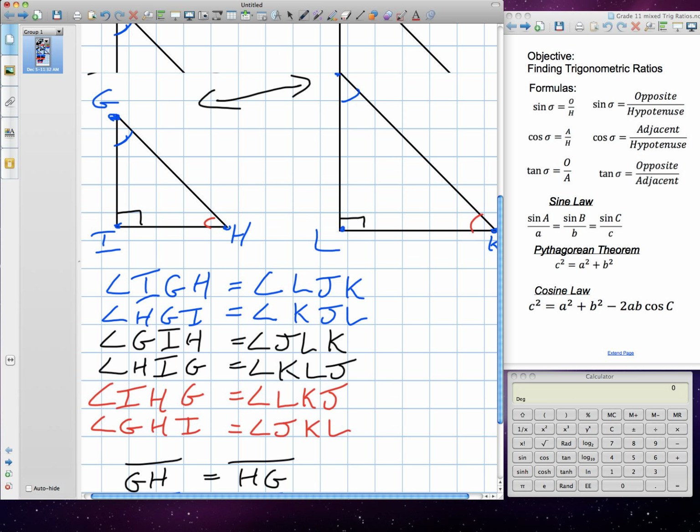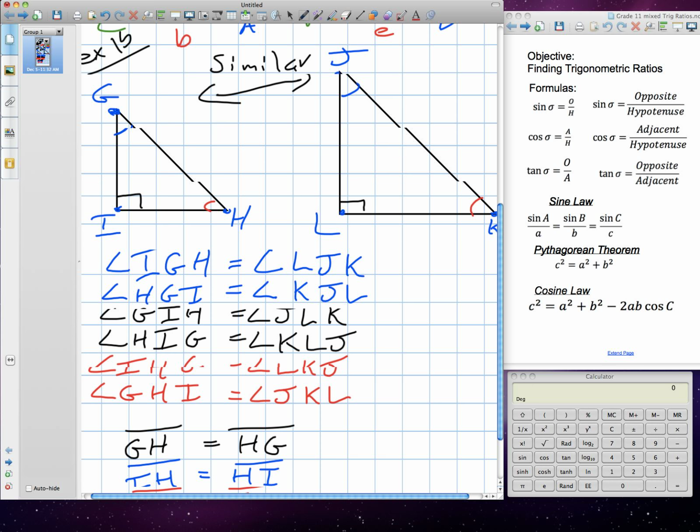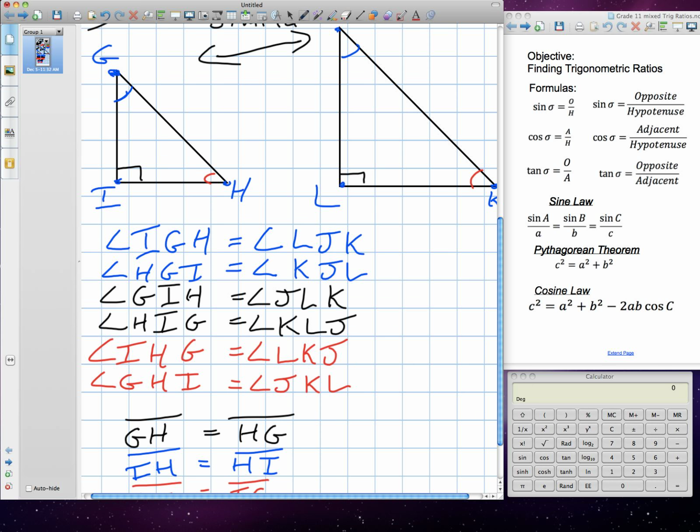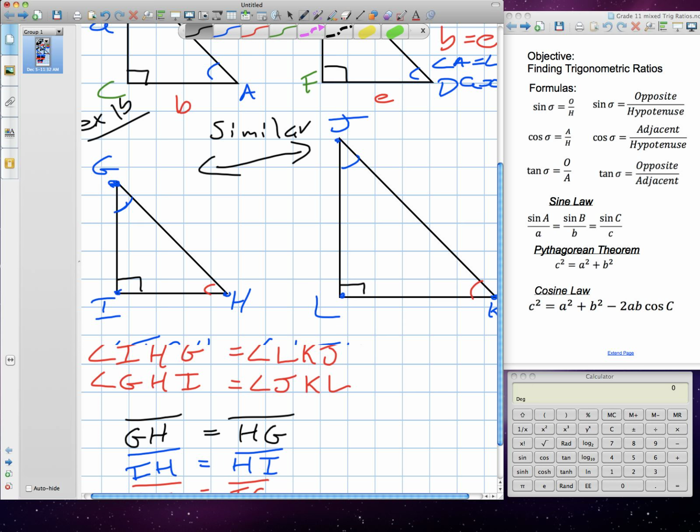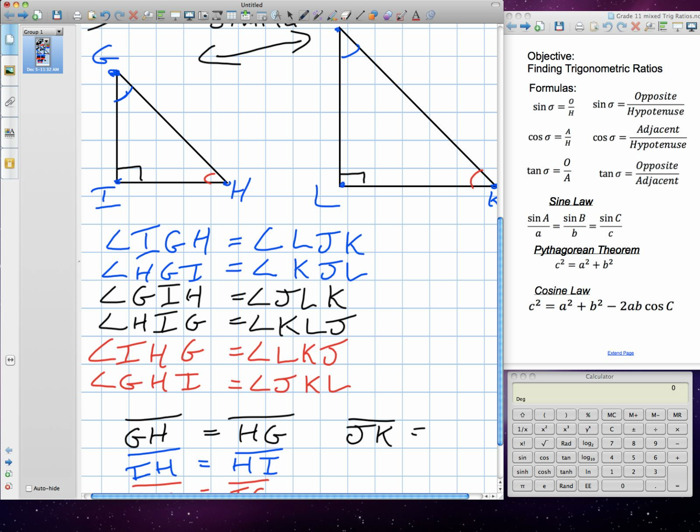Now, the sides they would be referring to on our similar triangle, let's go down. GH would technically, if we're following the same pattern, would be JK, which is also equal to KJ. But these are not equal. And that's why they're similar triangles. Those sides do not equal each other. Clearly, the similar triangle on the right has much longer sides than the one on the left does.